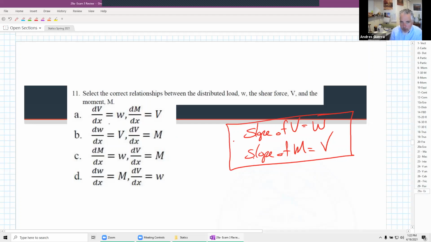So the slope of V, well, slope of V is dV/dx, right? Well, there's dV/dx is equal to W. And then the slope of M, so it's this first one right here that we are looking for.